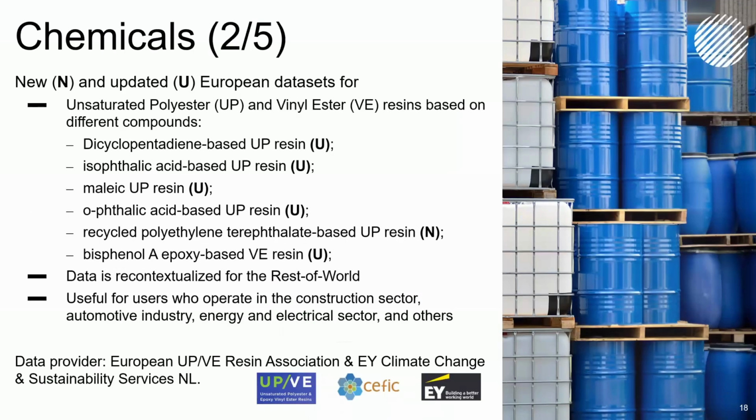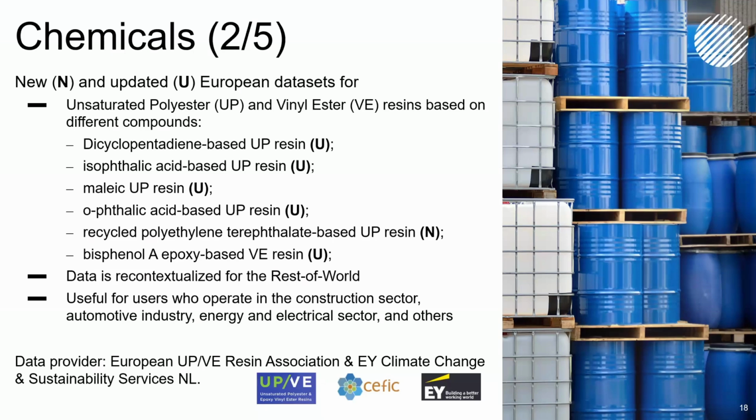A second notable update in the chemical sector concerns new and updated European data for unsaturated polyester and vinyl ester resins. These data were supplied by the European UPVE Resin Association with support from EY. The data is derived from a survey of industrial operations involving 5 European producers.